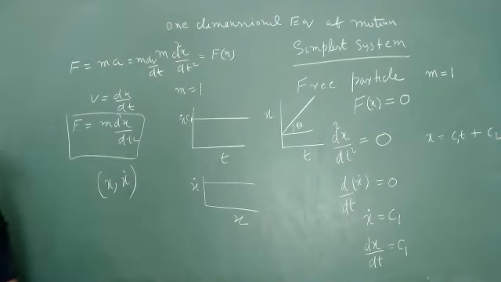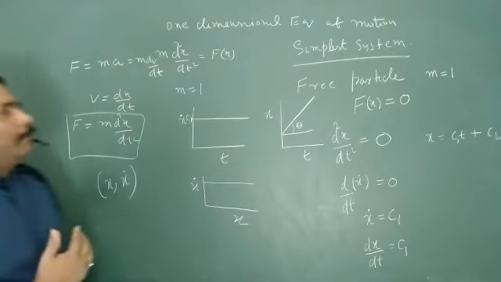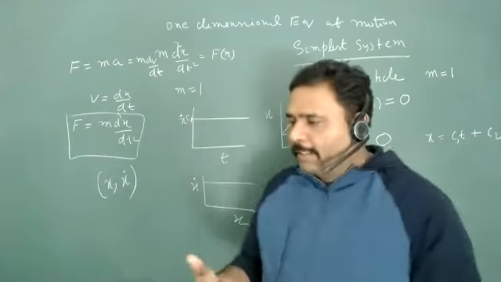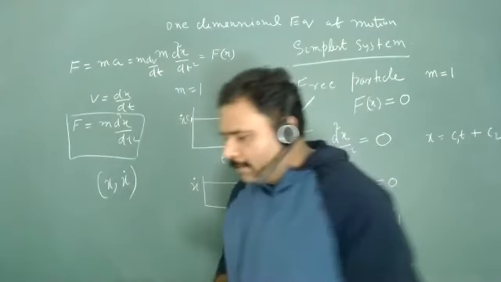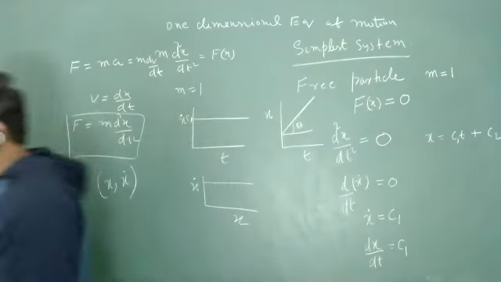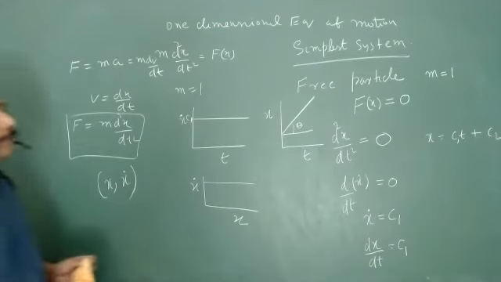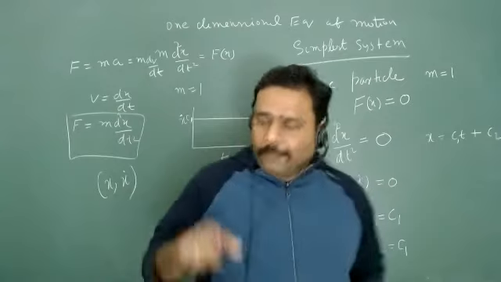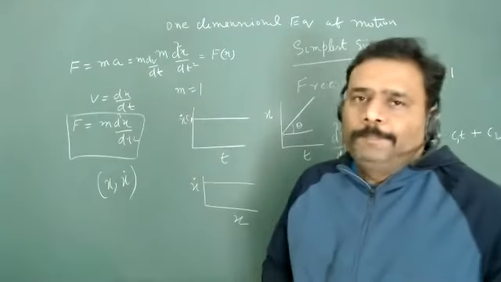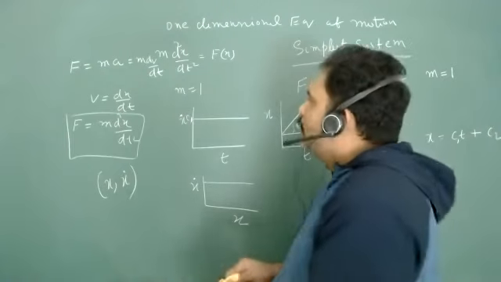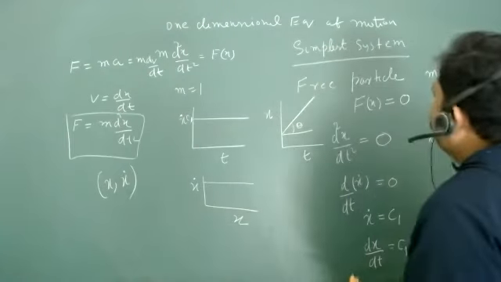Okay. Let us go for a little bit more interesting, a little bit more complicated particle. What should be a more complicated system? Constant force, yes. After zero force, what can it be? Constant force. So let us go for a second thing where force is constant.